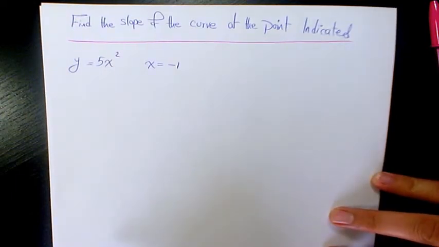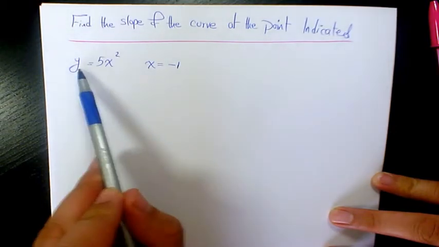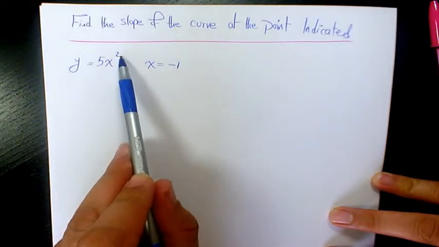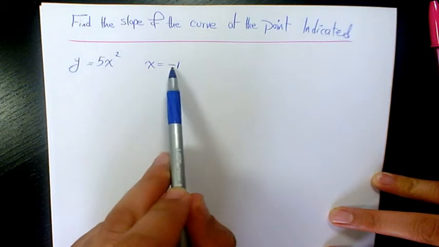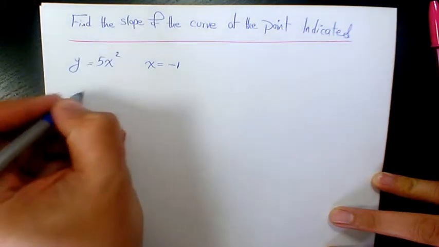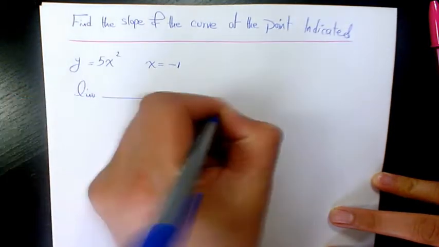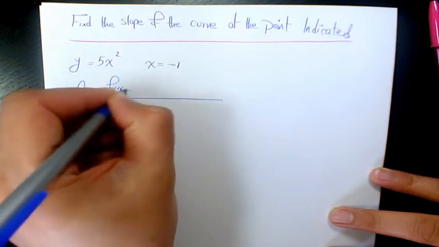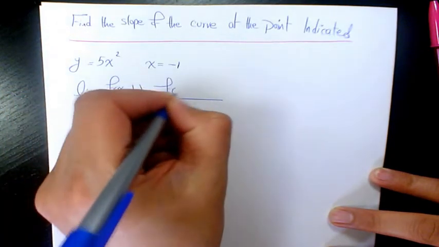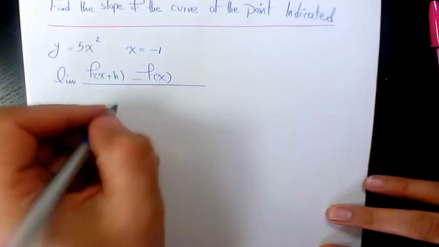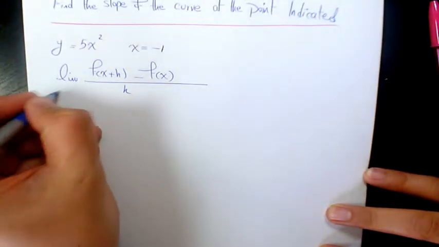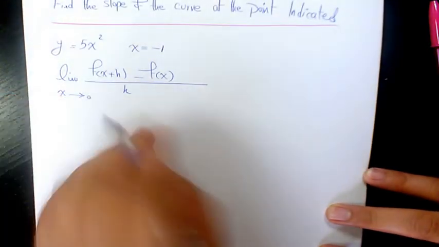Welcome to another video. In this video I want to show you how to find the slope of the curve at the point indicated. The function we have is y equals 5x squared, and x is negative 1. So I'm going to take the limit of f of x plus h minus f of x, divided by h, as h goes to 0.